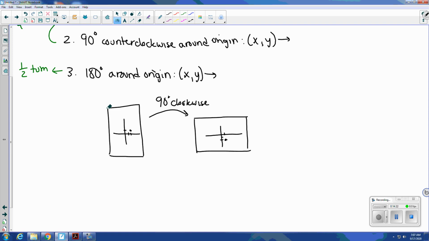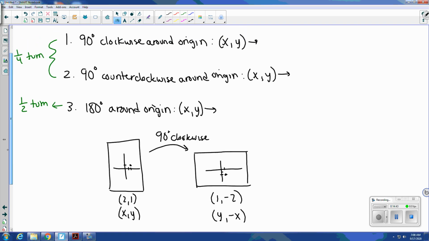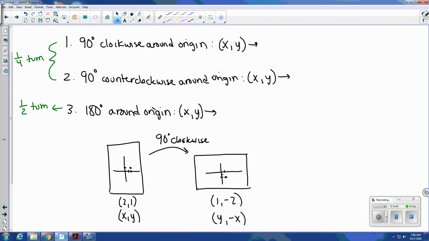So our original point was (2, 1). Now after the 90 degrees clockwise rotation, I am now at the point (1, -2). So I can see that this is an (x, y) coordinate. So what happened? It looks like the x and y switched, so it became (y, x), but the x became negative. And that is the rule. When I have (x, y), to rotate it 90 degrees clockwise, switch the coordinates, make x negative.